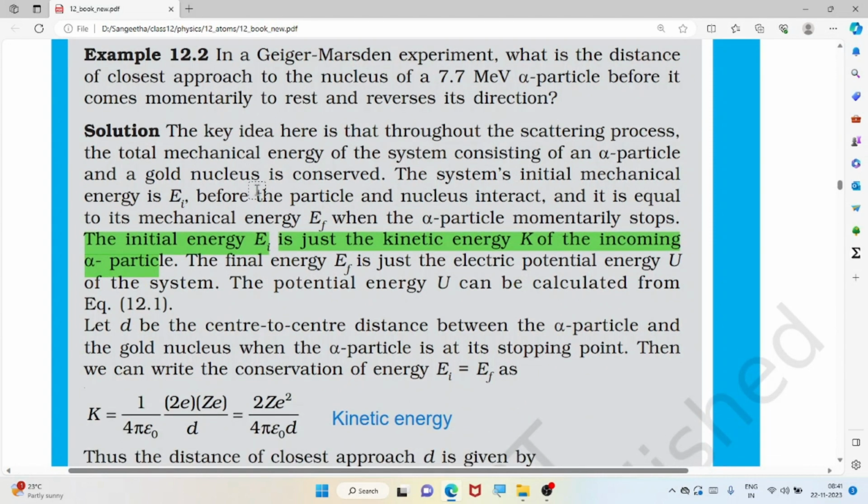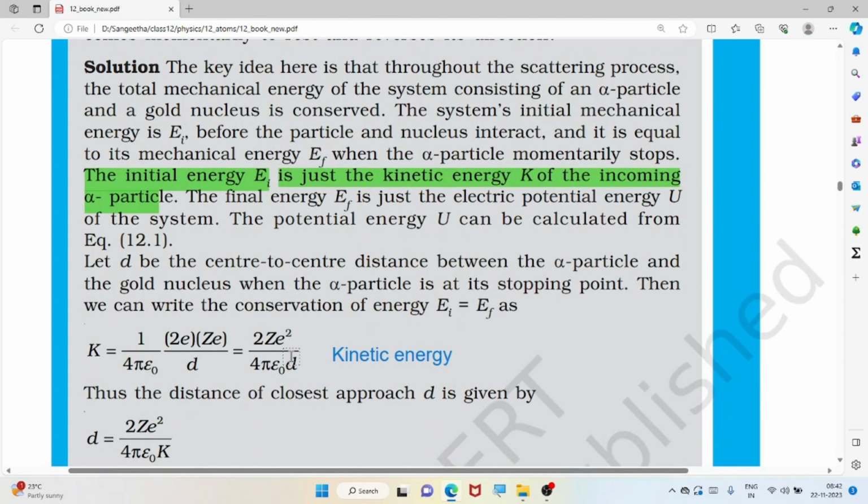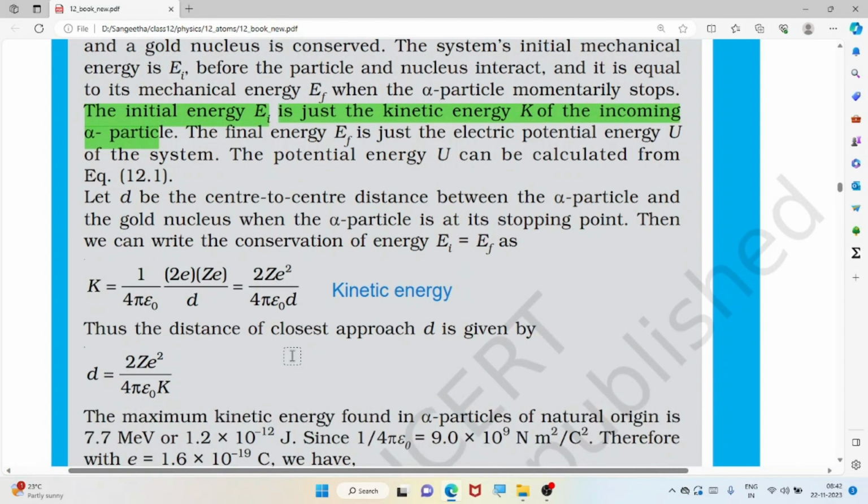The system's initial mechanical energy is E before the particle and the nucleus interact. It is equal to the mechanical energy when the alpha particle momentarily stops. The initial energy is just the kinetic energy of the incoming alpha particle. The final energy is just the electrical potential energy. Okay, kinetic energy and electrical potential energy can be calculated.